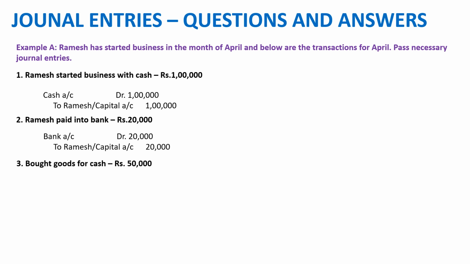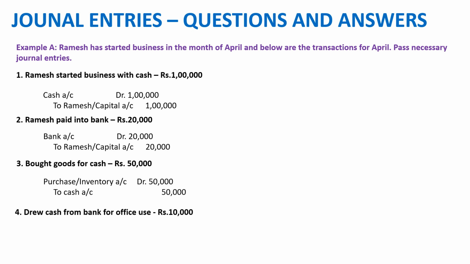Coming to the next transaction, bought goods for cash 50,000. So what is happening here? There are two assets: one is goods, that is inventory, and another one is cash. Your inventory is increasing, and at the same time cash is decreasing. But both are assets. So what was our rule? Increase in asset has to be debited, decrease in asset has to be credited. So what is increasing here? Inventory, or you can say purchase account. So purchase account or inventory is debited 50,000 to cash 50,000 because cash is reducing. Any reduction in asset has to be credited.